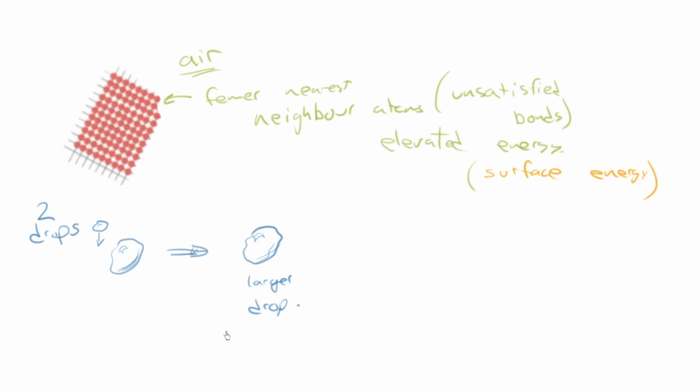And then when they contacted each other, we had a larger drop. Why is that? Well, the reason for that is there's lower energy in this system. Specifically, for 1 large drop, there's a lower surface area to volume ratio. For the same volume of material, there's less surface area, there's less surface energy, and that's a result that you've probably seen several times before.